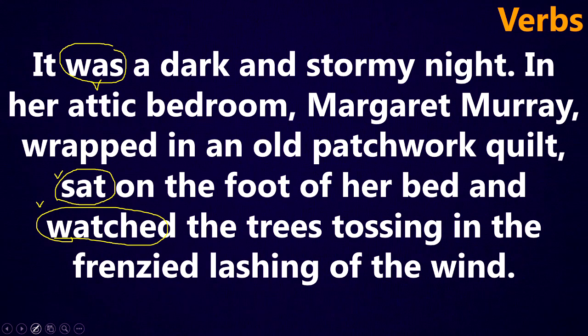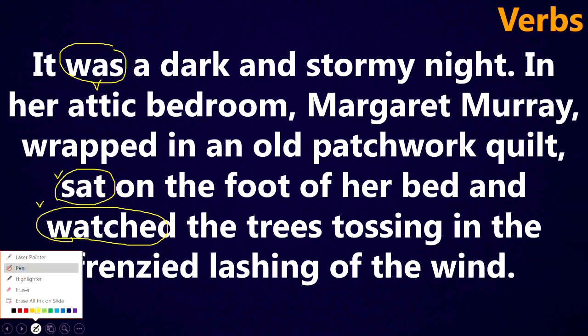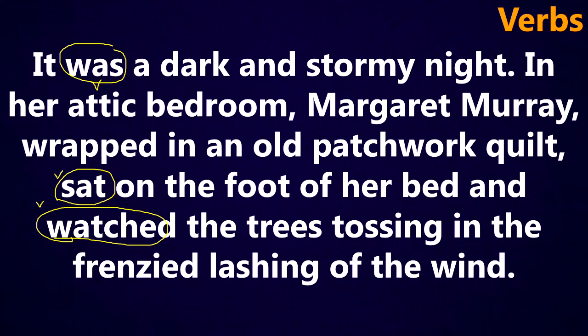But there are some other words here that are kind of like verbs, but they're not main verbs. So the first one here is this word wrapped. This is what we call a participle. So we're describing how she's sitting there. She's wrapped in the blanket. She's wrapped in the quilt. It's around her. So she sat on the foot of her bed, wrapped in the quilt. So the action isn't actually happening. It happened sometime before. They're just using this to describe the state that Margaret Murray's in.